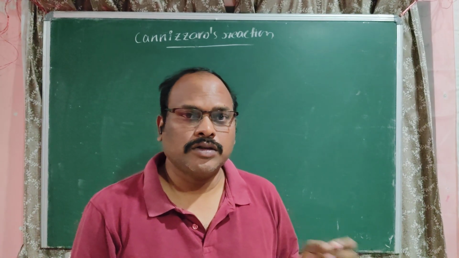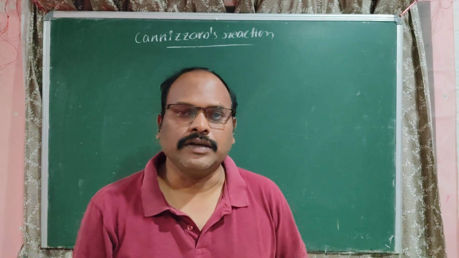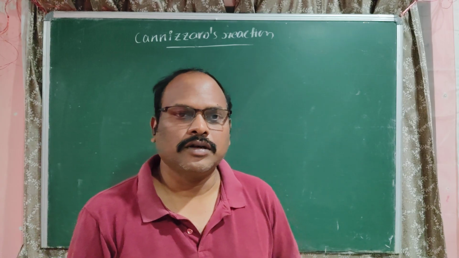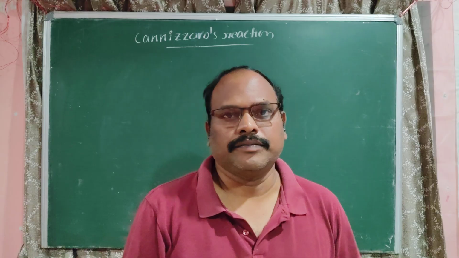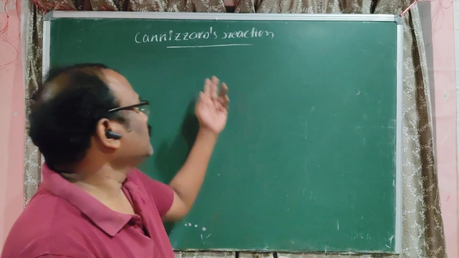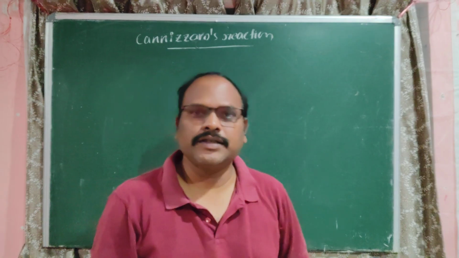In a chemical reaction, both oxidation and reduction taking place is called a redox reaction. Specifically, it is called a disproportionation reaction. So, in the Cannizzaro reaction, a disproportionation reaction is taking place.